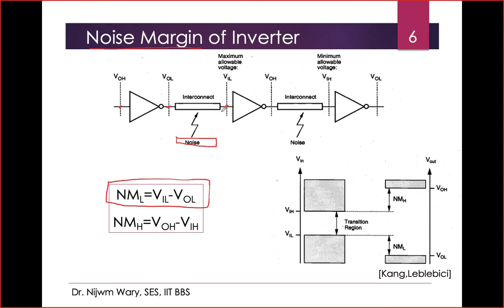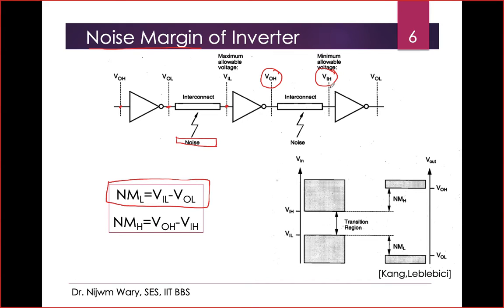Now if my input is low here, it will go to a very small VOL, and the output has gone to the highest voltage, VOH. But if the noise gets coupled in this interconnect, VOH plus the noise can be a negative voltage, right? Noise can be a negative voltage. So then it should not be less than VIH.